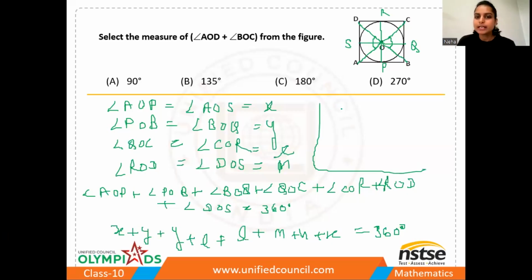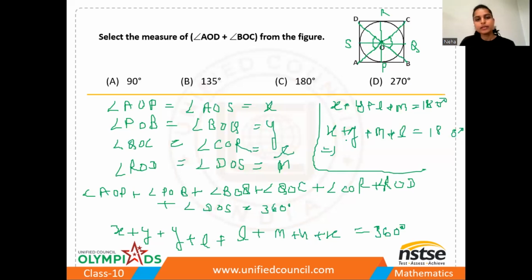Okay. So here I can see that L plus X plus Y plus L plus M is equal to 180 degrees, and X plus Y plus M plus L is equal to 180 degrees. Perfect. Right? Correct? Very good. That means we can say that angle AOS plus angle SOD plus angle BOQ, plus angle QOC is equal to 180 degrees. Okay, perfect. No problem.